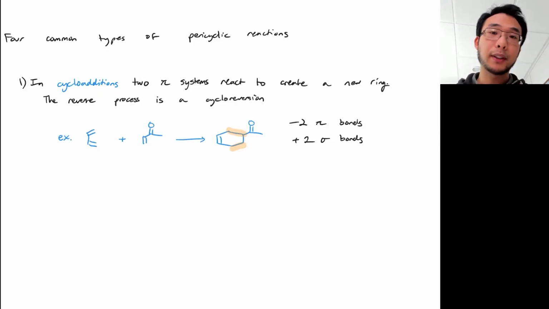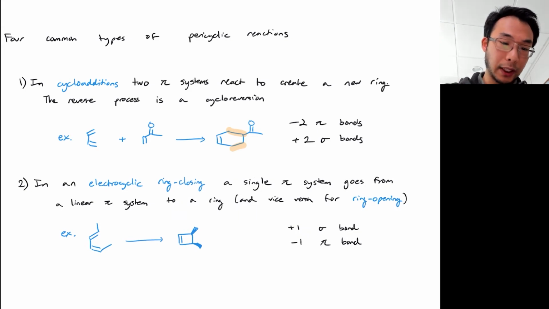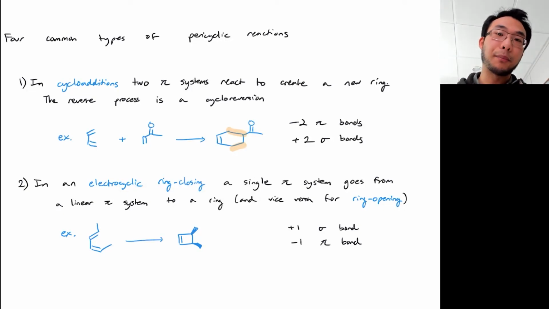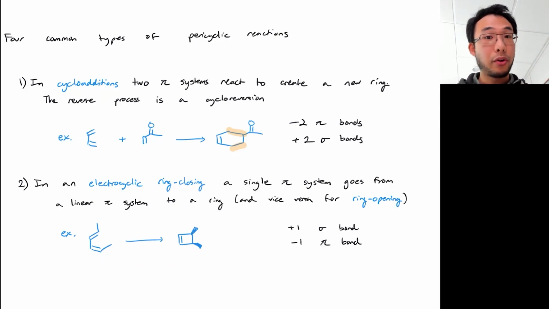The next type of pericyclic reaction we'll talk about is an electrocyclic process. So we can have electrocyclic ring closings or electrocyclic ring openings. And in this case, we're always dealing with a single pi system, either a linear pi system that's closing up into a ring or a ring that's opening up into a linear pi system. And so here's an example of that happening. Overall, we'll see that we have a net of +1 sigma bond and a loss of 1 pi bond.